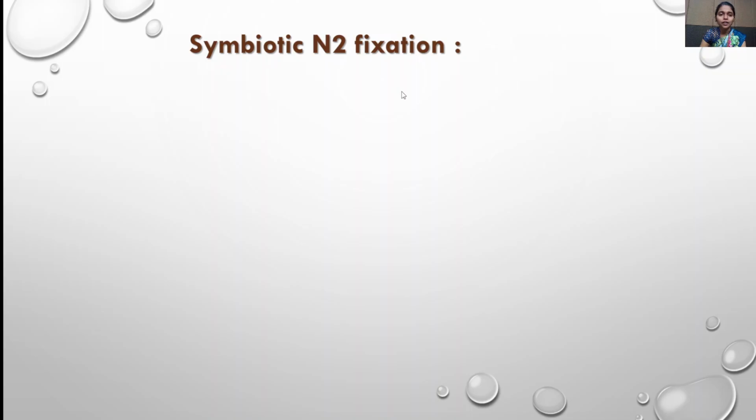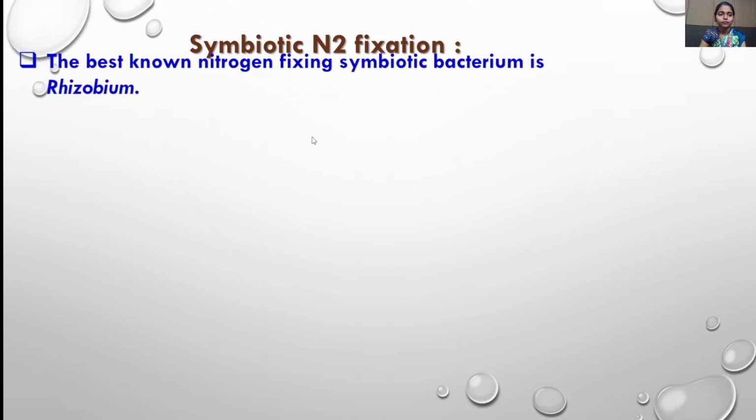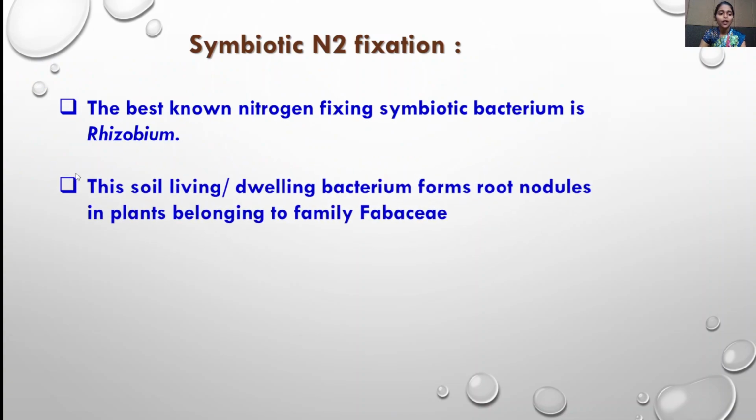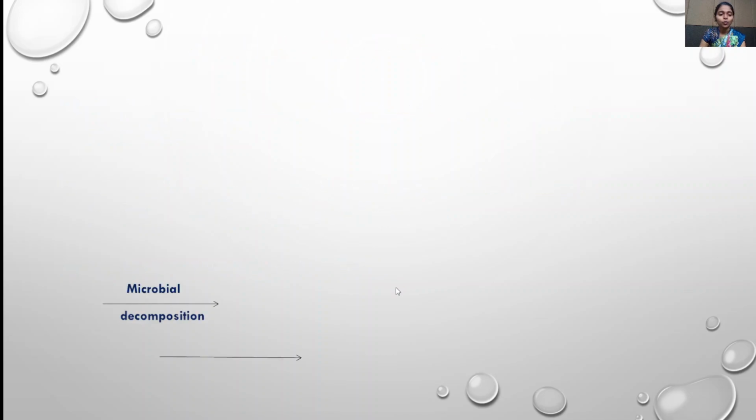Symbiotic nitrogen fixation. The best known nitrogen fixing symbiotic bacterium is Rhizobium. This soil dwelling bacterium forms root nodules in plants belonging to family Fabaceae, for example beans, grams, groundnut, etc. Moves to the next slide.